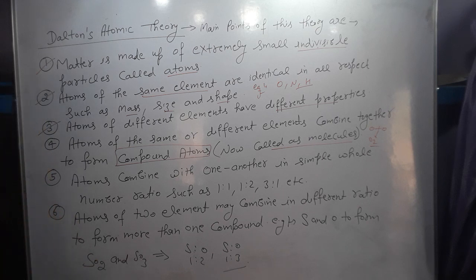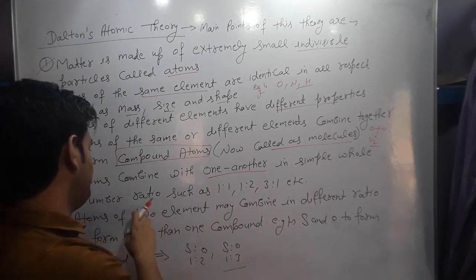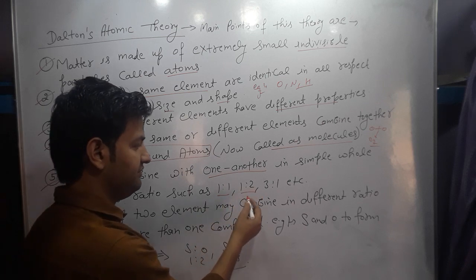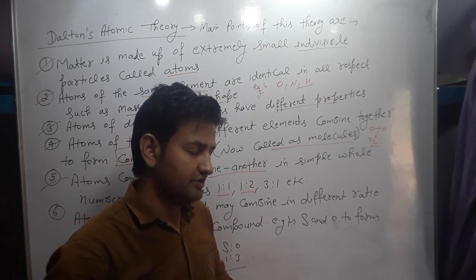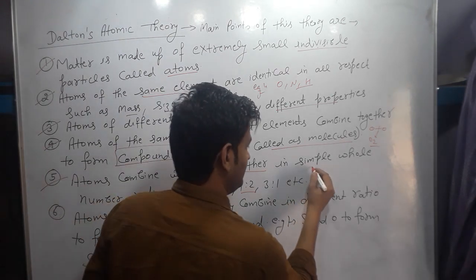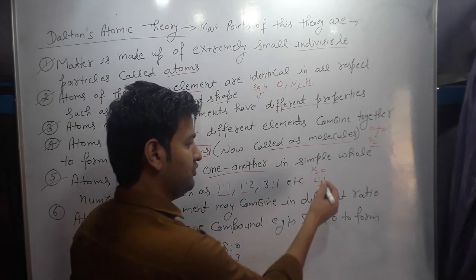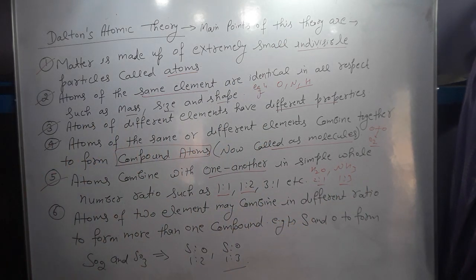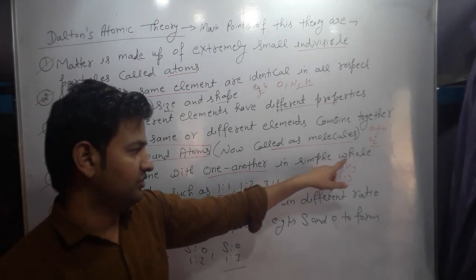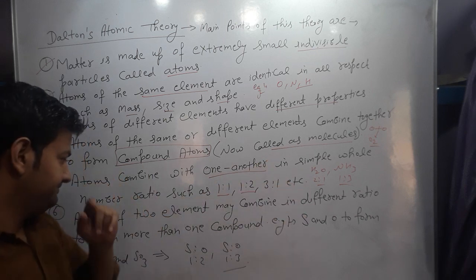Nowadays it is called a molecule, and at that time it was called a compound atom. Next, the fifth point: atoms combine with one another, एक दूसरे के साथ, in a simple whole number ratio. Simple whole number ratio means 1:1, 1:2, 3:1, 2:1, any ratio, not a fraction. For example, in the water molecule H2O, the ratio of hydrogen to oxygen is 2:1. Ammonia, NH3, has a ratio of 1:3. So they combine in a whole number ratio with one another.